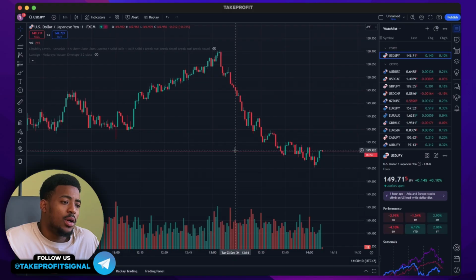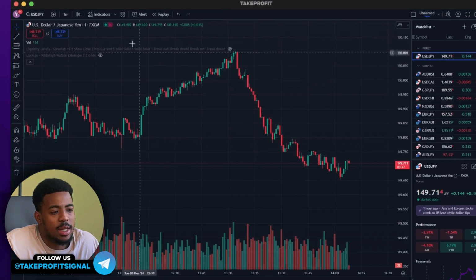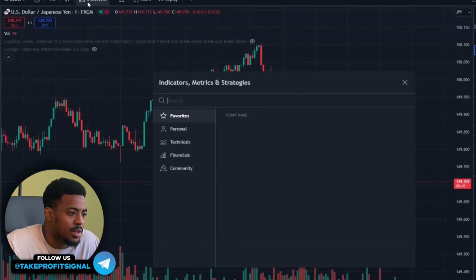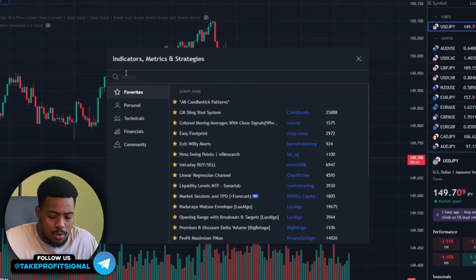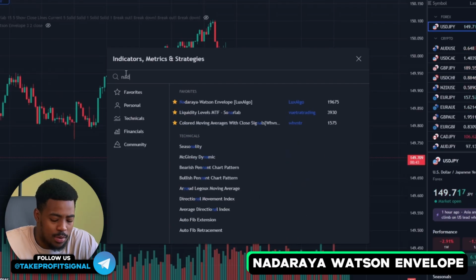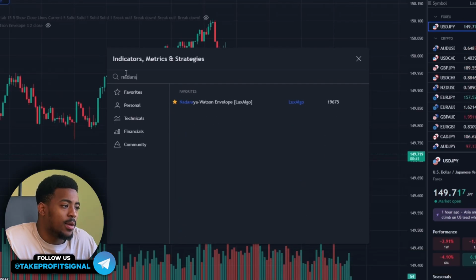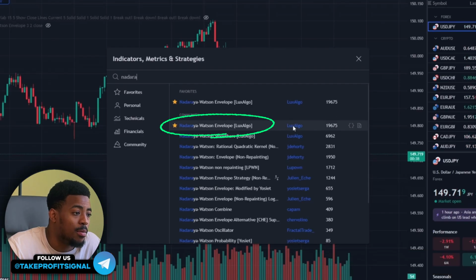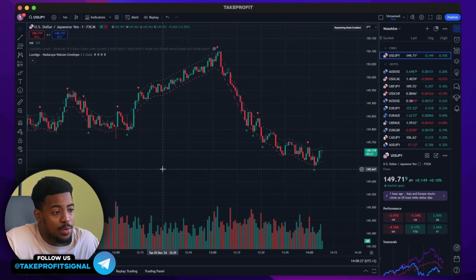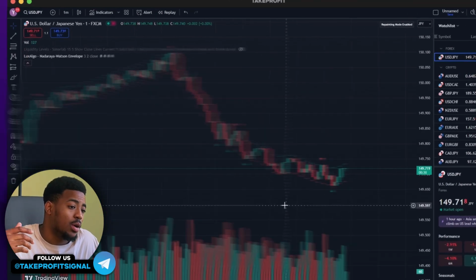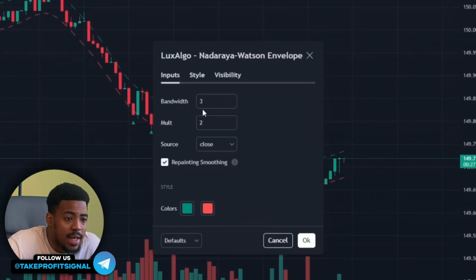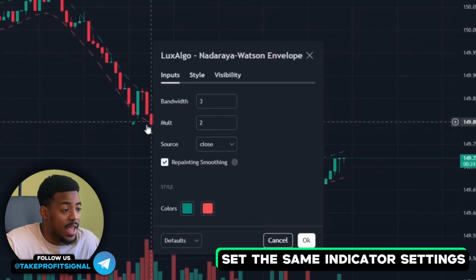So, now let's add an indicator with the help of which we will make money today. Go to the indicators section and search for Nadaraya-Watson and add this indicator from LuxAlgo. That's not all. We need to customize this indicator. Go to indicator settings and set the settings as I have.